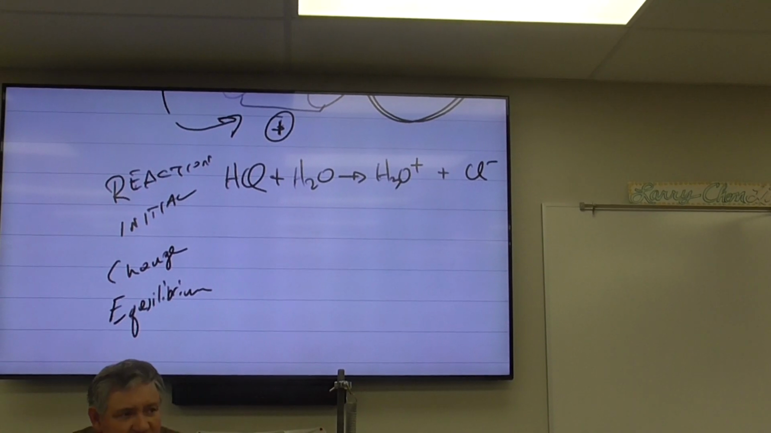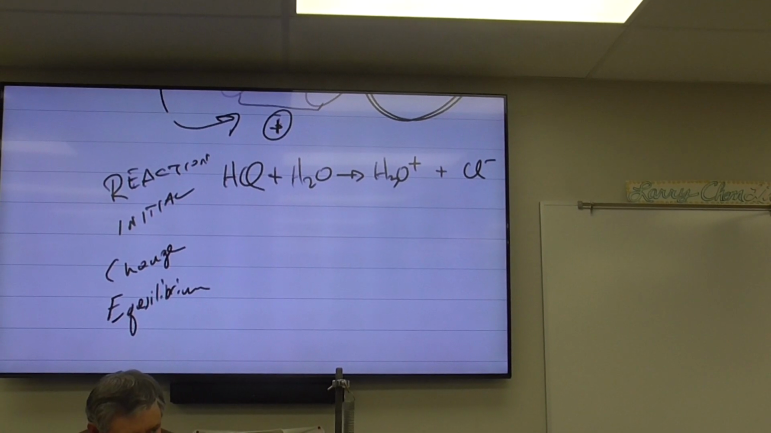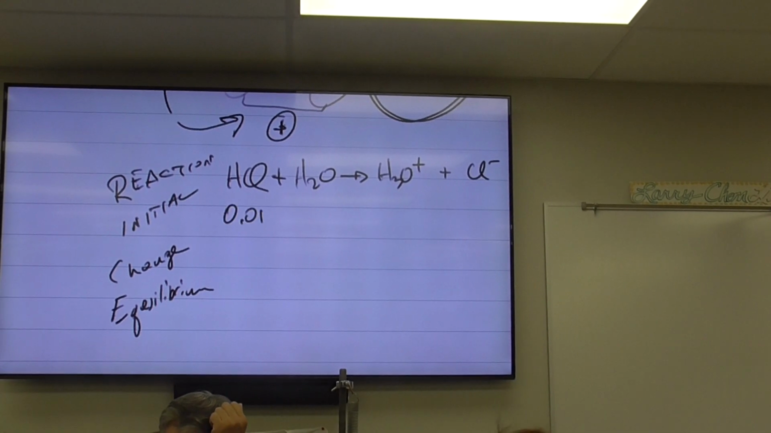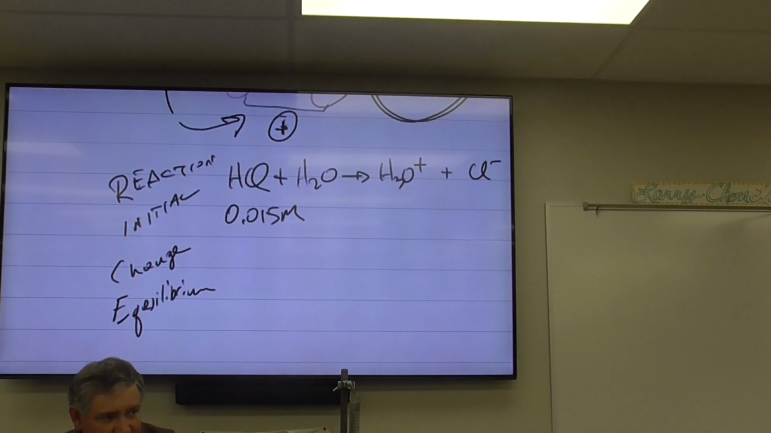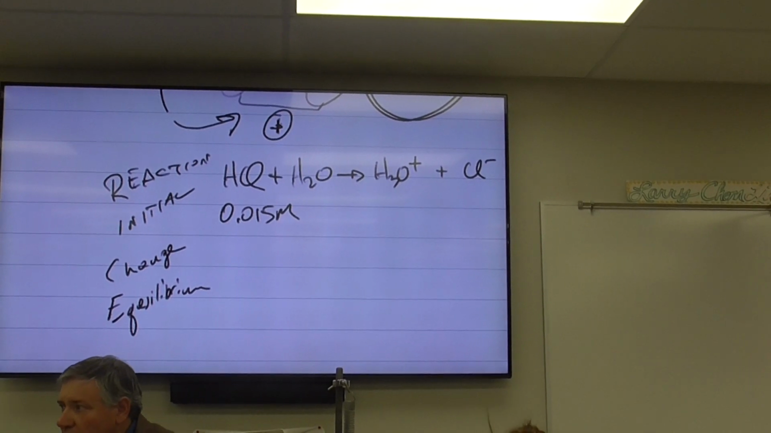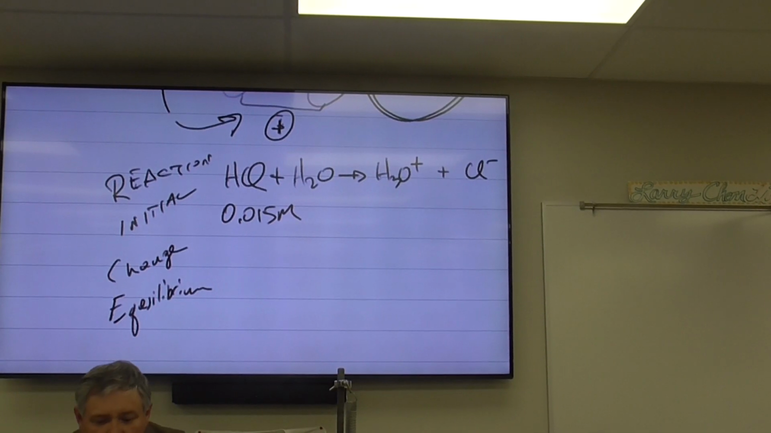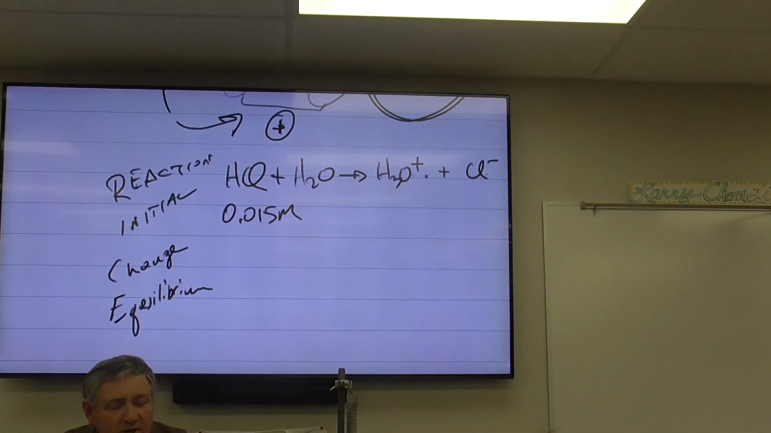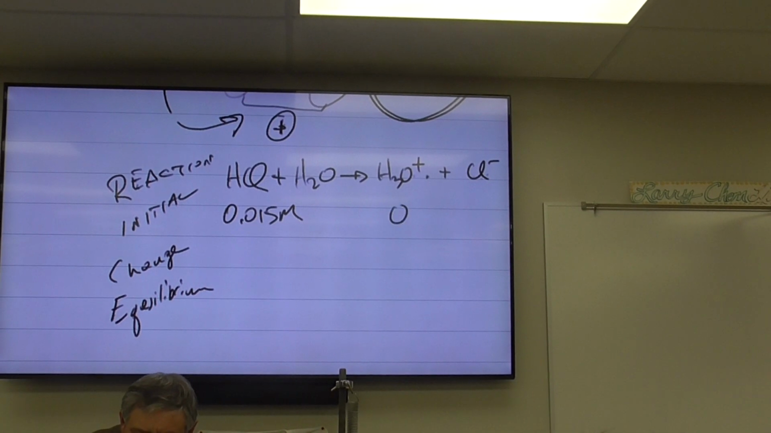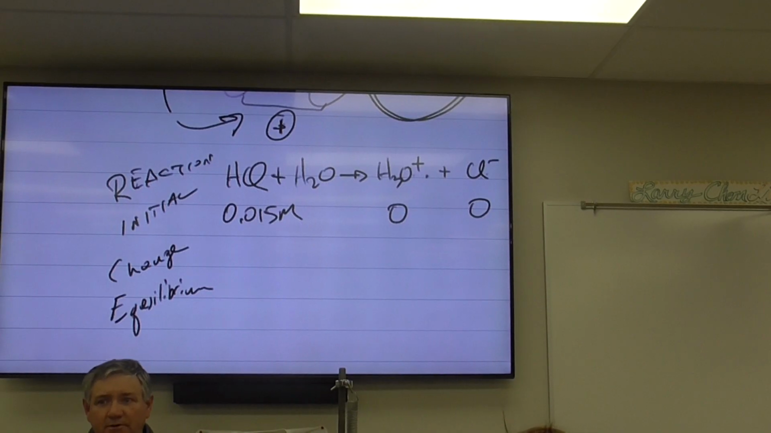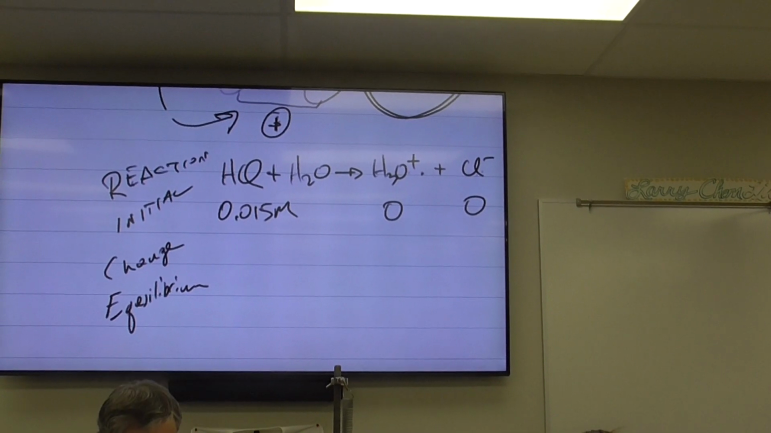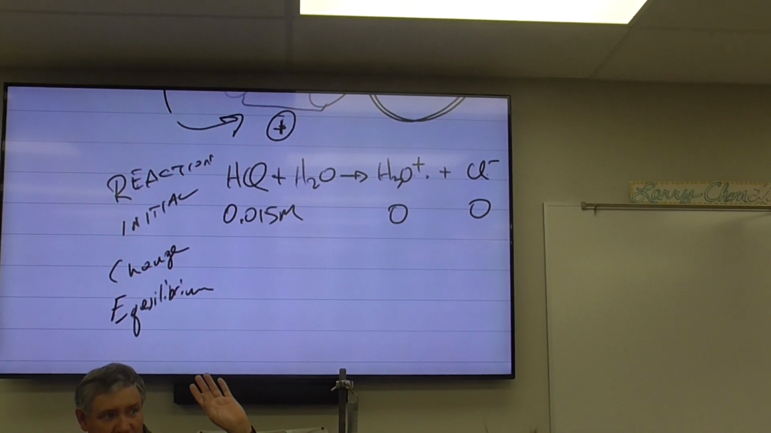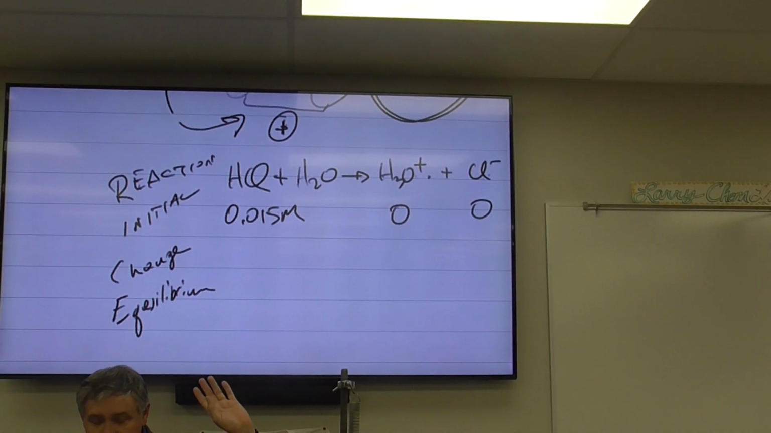So my initial is going to be the molarity at the beginning. You're told that you have a 0.015 molar solution of hydrochloric acid. I don't care about the water, it's not part of the story. What I care about are the concentrations of these ions over here. So initially, I'm going to assume that those start off at 0. I'm going to put HCl in here, and I know that concentration, and I'm going to assume everything is 0 on the other side. I don't have anything over there.